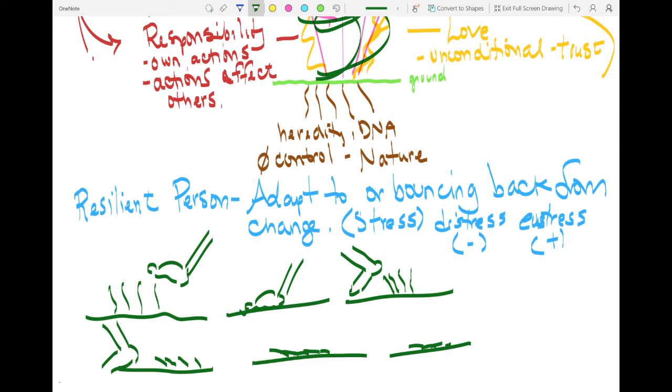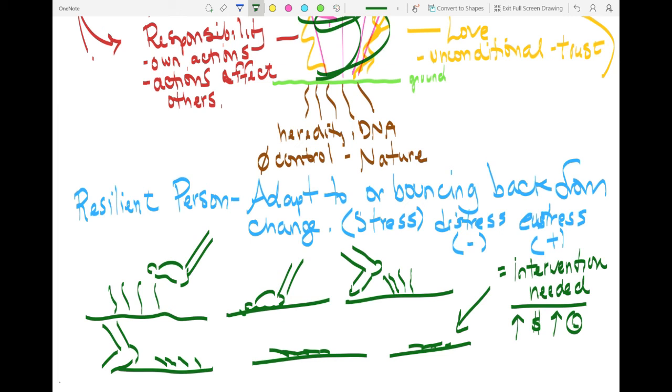Now, as each of these things happen, the more it's walked on, the more intervention it needs. So this equals intervention is needed. And the more intervention is needed, the more it costs in time and money. So if I had just maintained my health from college, I would not be spending the time and money that I'm having to spend right now to go to the doctor and to figure out what's wrong. Prevention is going to be much less expensive.